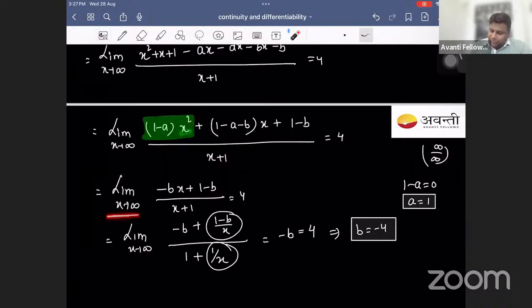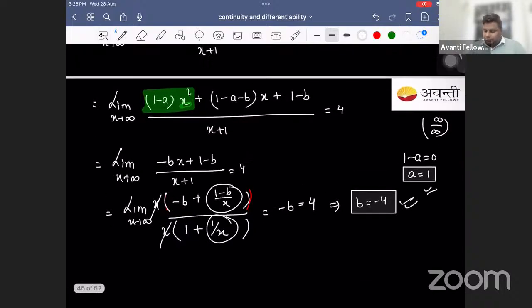You get limit x approaches infinity. A is 1, which will cancel this, so it is (minus bx plus 1 minus b) upon (x plus 1). Now take x common from numerator and denominator. You are left with minus b plus (1 minus b) upon x. X will come out. Here also x will come out and will cancel out. So in the denominator it is x common, 1 plus 1 by x. Now this x cancels. Answer is what? Minus b. And they are suggesting the answer is minus 4, plus 4. So your b is minus 4. Got it? So good question. Undoubtedly a good question.